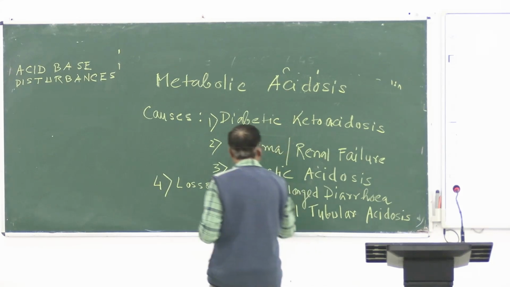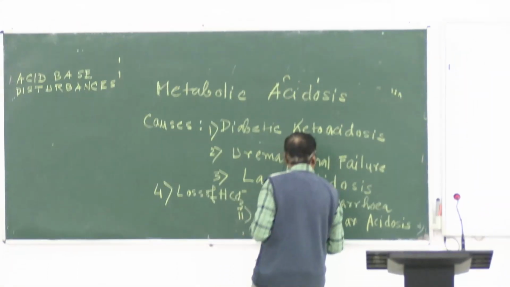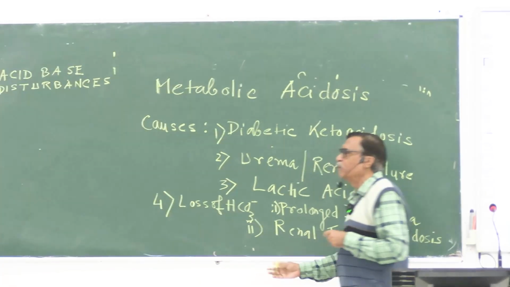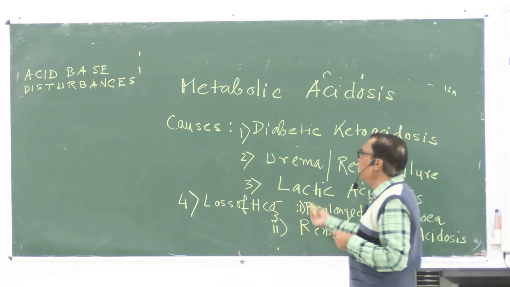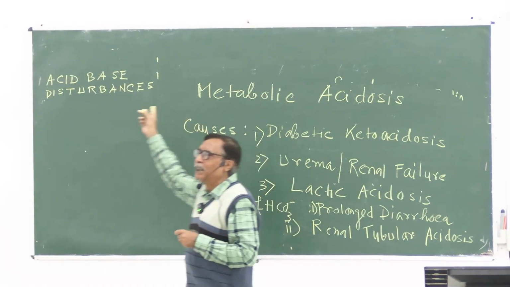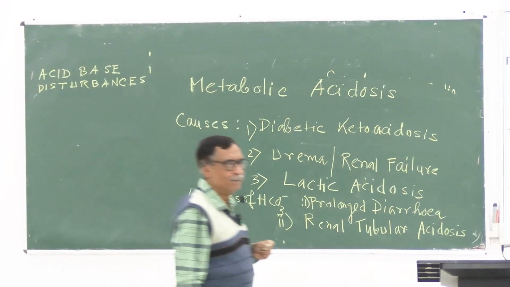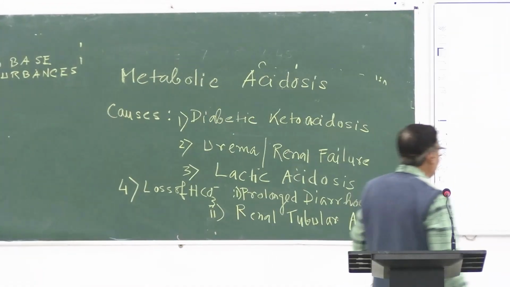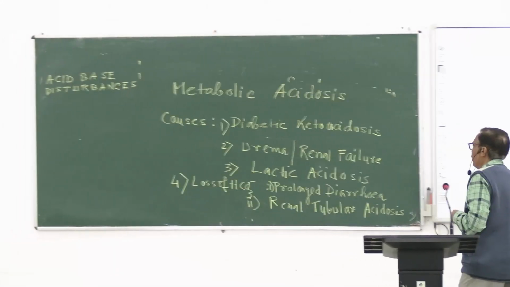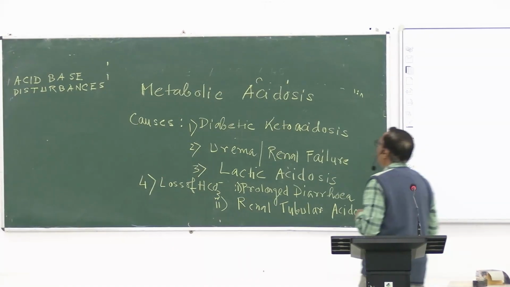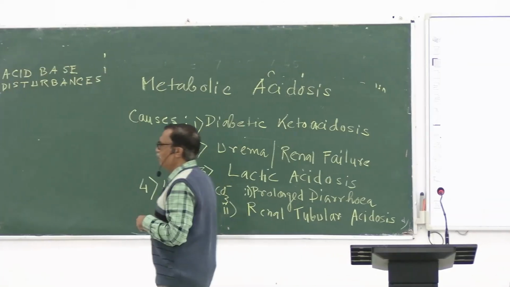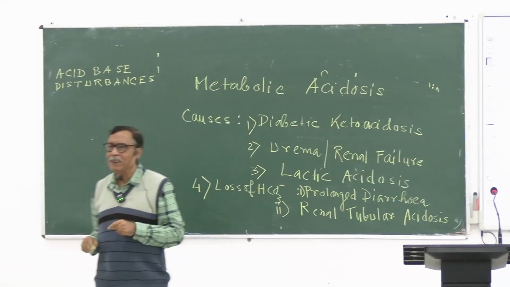So, renal tubular acidosis means defective bicarbonate reabsorption and increased excretion of the bicarbonate, leading to decrease of the bicarbonate in that formula. Now, in metabolic acidosis there are two types. Regarding anion gap, it is of two types.